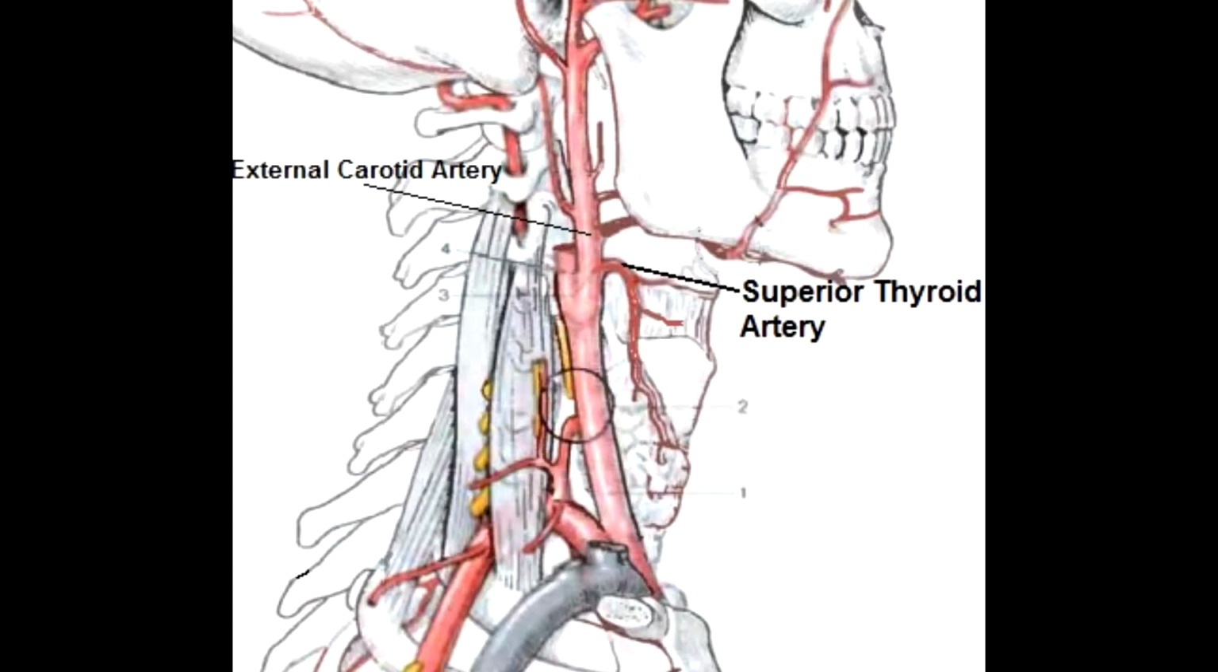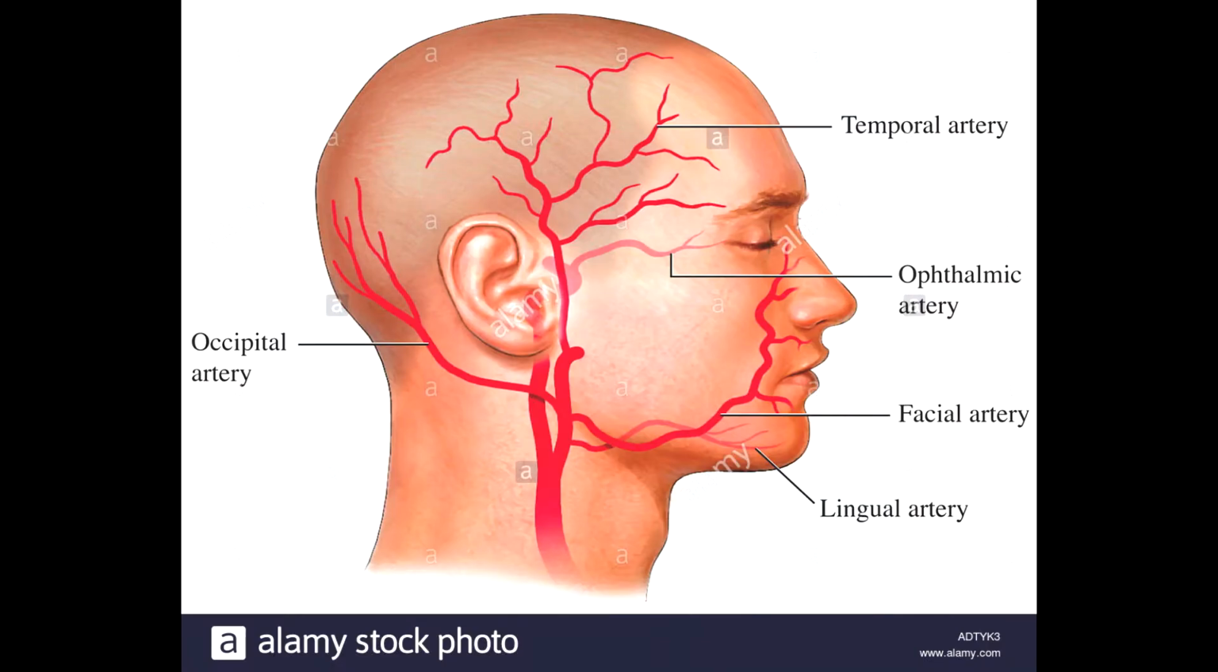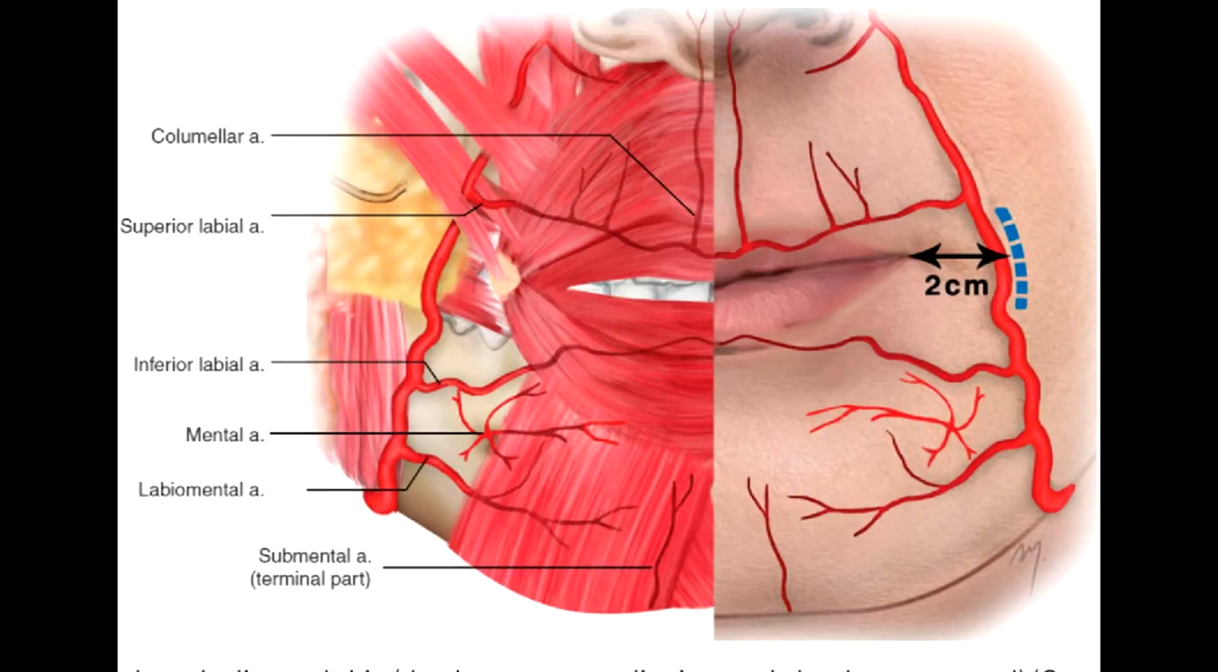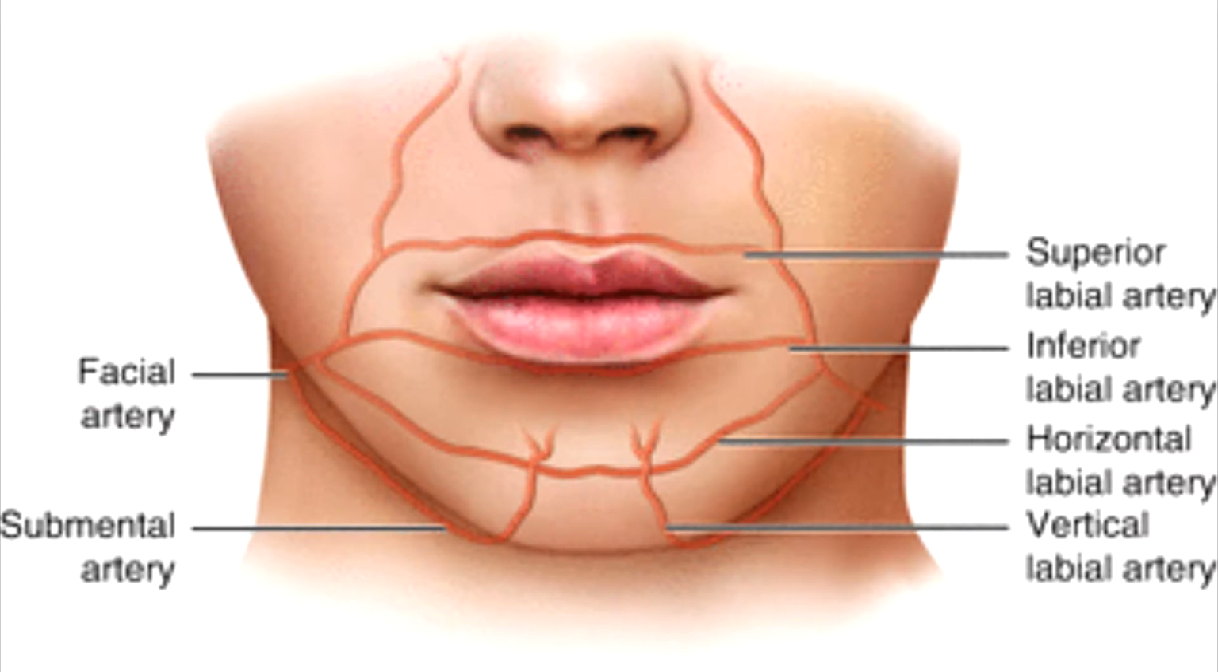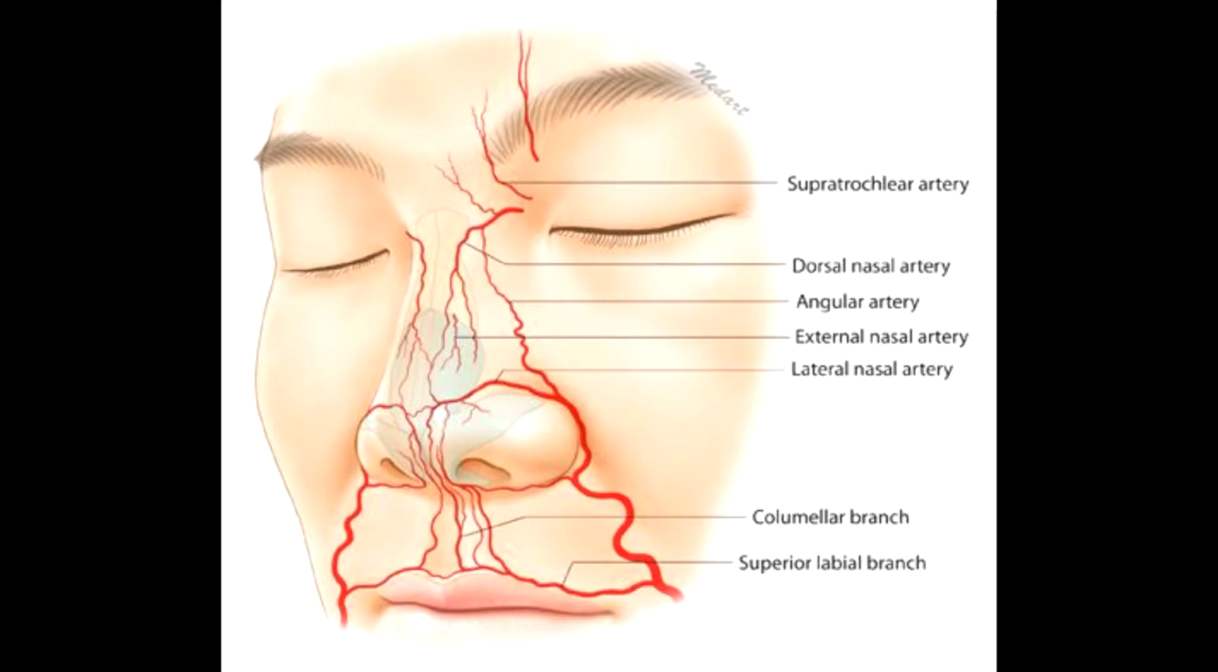The superior thyroid artery provides the blood supply to the superior portion of the thyroid gland. The lingual artery is the blood supply to the tongue. The facial artery provides the blood supply to most of the face. It has its own branches, the mental artery supplying the chin, the superior and inferior labial arteries supplying the lips, and the nasal artery supplying the area around the nose.